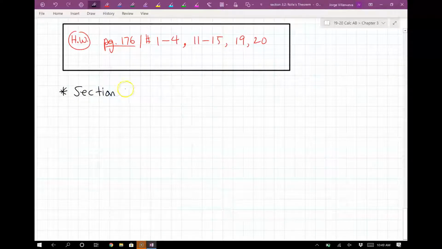Section 3.2, Rolle's theorem. Actually, two things happen in this section: Rolle's theorem and the mean value theorem, which is a super important theorem. Rolle's theorem is important, but it's not one that you have to have memorized. The mean value theorem is one you have to have memorized, so we'll talk about that one tomorrow.